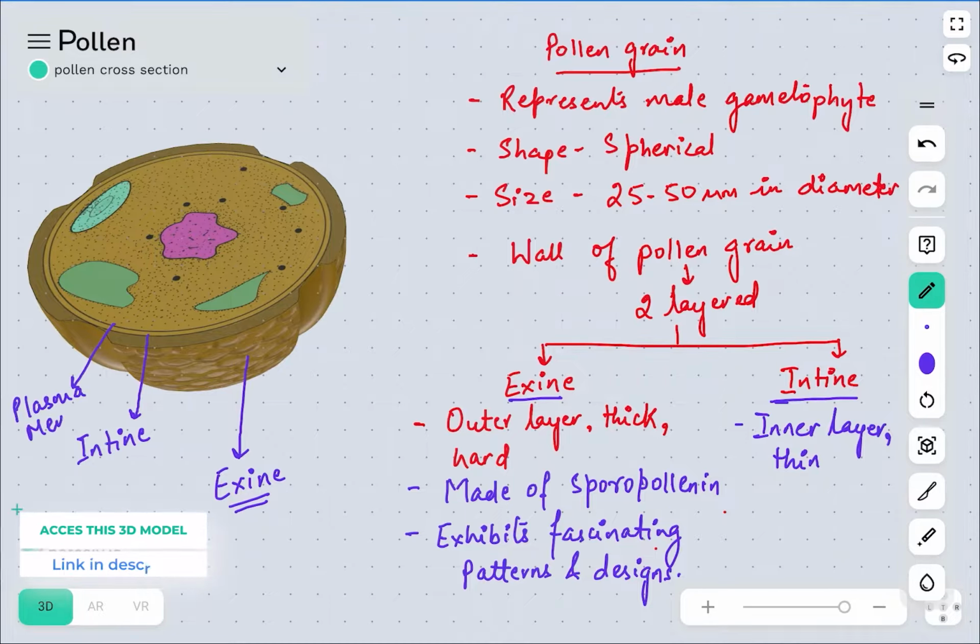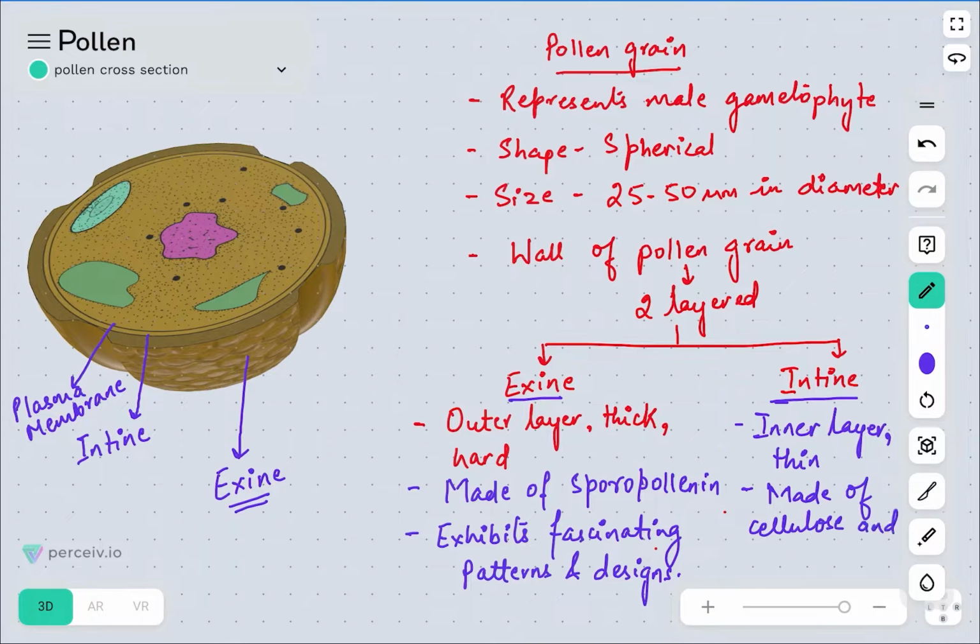If we see the sequence, the first layer is the exine layer, the outer tough layer, thick and hard, made of sporopollenin, and the next layer is the intine layer, which is thin. The composition of the intine layer is that it is made of cellulose and pectin. So this is about the two-layered wall of the pollen grain.